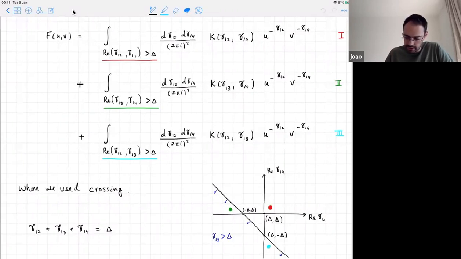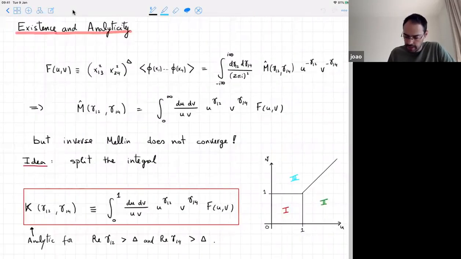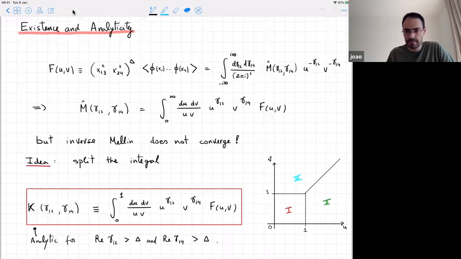You see this picture, the real parts. So for the integral in region 1, you need to be here on the red dot. If you split the integral in regions 1, 2, 3, like here, these 3 regions are related by crossing. They are all equivalent. And now you ask, what is the region of gamma 12 and gamma 14 for which these integrals converge?